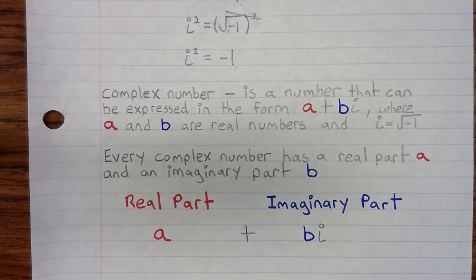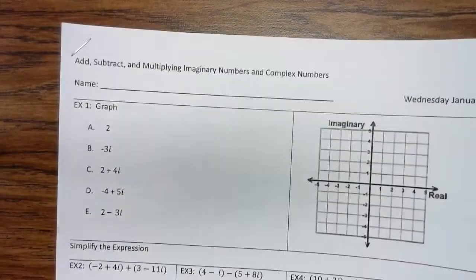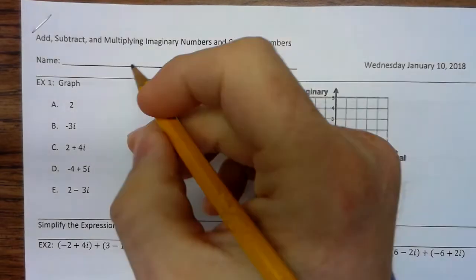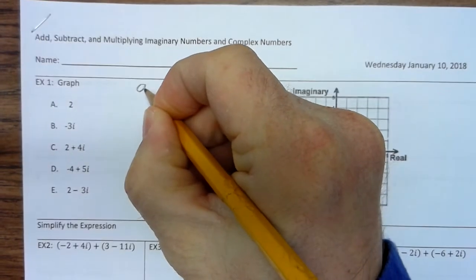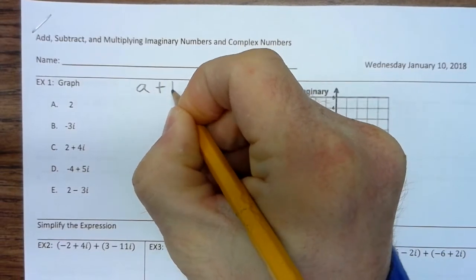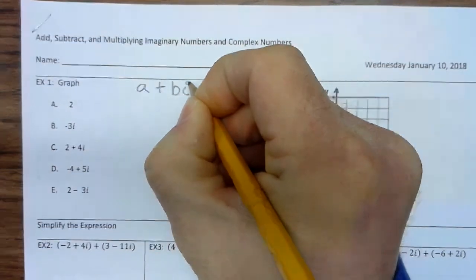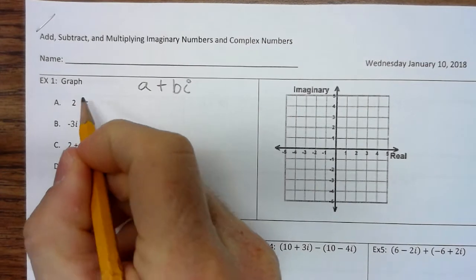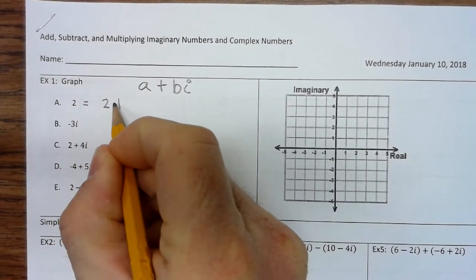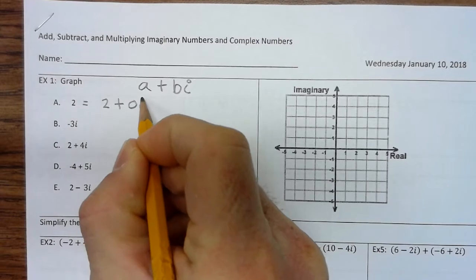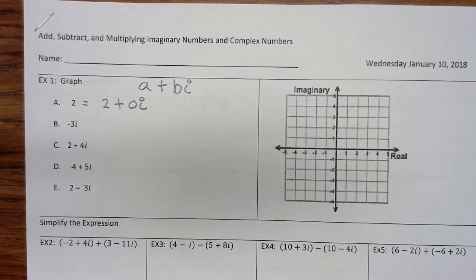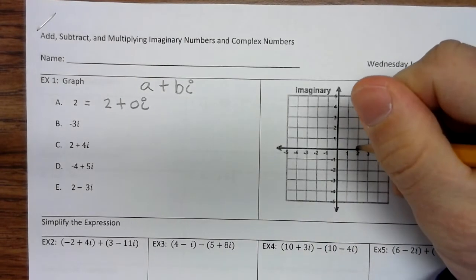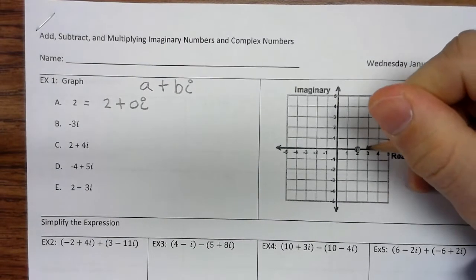All right, now your notes are updated. Let's take a look at the examples. All right, starting off, we're going to graph complex numbers, okay? And so remember, we know it's in the form of a plus bi. Okay, so we can write 2 as 2 plus 0i. So when we graph, we go over 2, but there's no imaginary part, so we don't go up or down, so it's just a point at 2. So that's point A.